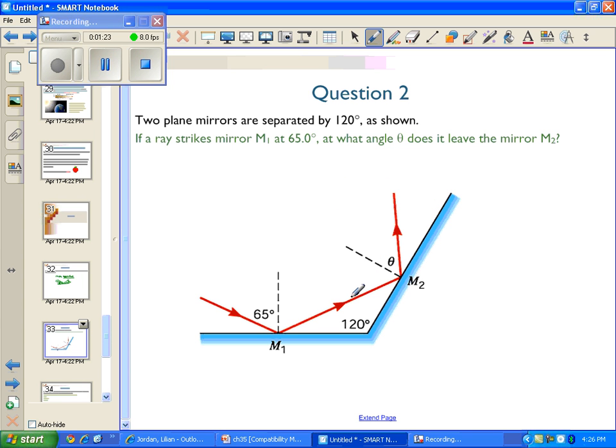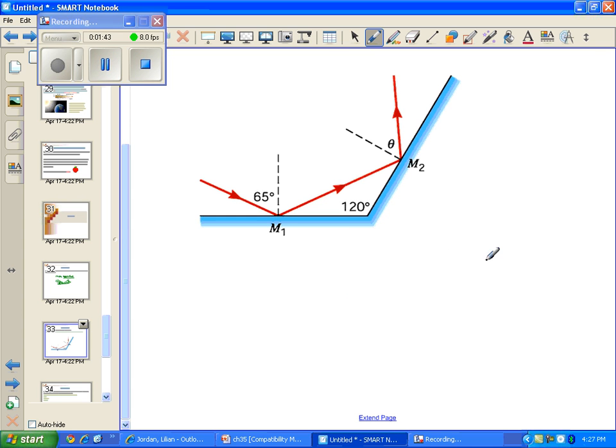Next question. Two plane mirrors are shown separated by 120 degrees. If a ray of light strikes mirror 1 at 65 degrees, at what angle theta does it leave the second mirror? And here, the angle between the two mirrors is 120. Please recall that when the angle was 90 degrees, then we got retroreflection. So in other words, if this angle was 90 degrees, this ray would return along the same direction as the incident ray.